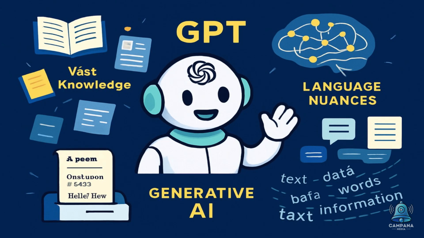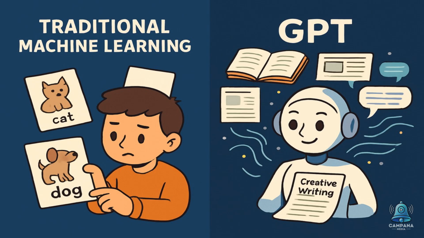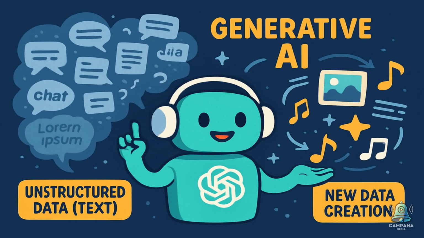Now let's shift our focus to GPT, which stands for Generative Pre-trained Transformer. If traditional ML is like a student learning with flashcards, GPT is like an incredibly intelligent apprentice who has read every book, article, and web page on the internet. This apprentice doesn't just memorize facts. They understand the nuances of language and can generate entirely new, coherent, and human-like content. GPT models are a type of generative AI, meaning they can create new data that resembles the data they were trained on. They excel at tasks involving unstructured data, particularly text.